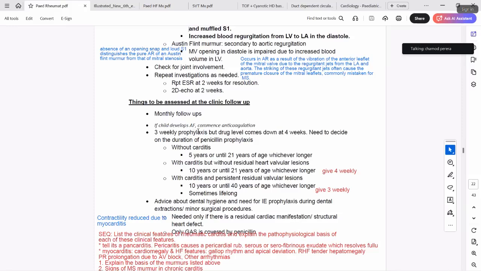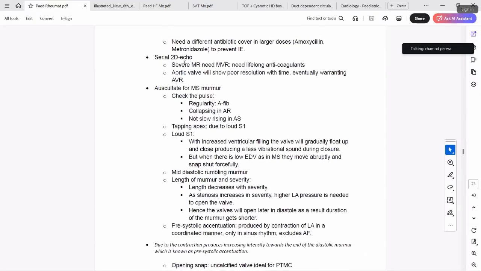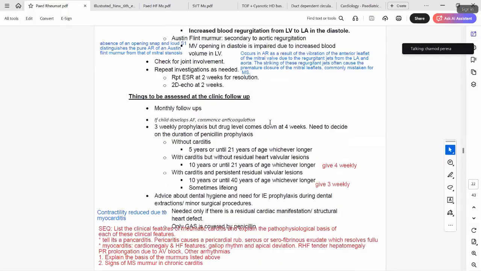Also, if the child develops atrial fibrillation at any point, you need to start them on anticoagulation. Right? And serial 2D echocardiograms have to be done, but that has to be decided. So you can write just repeating the 2D echo, right? And yeah, so those are the main things that need to be done at the clinic visit.